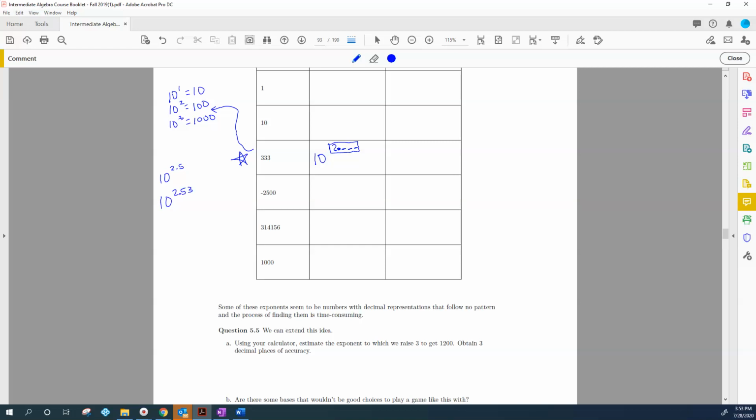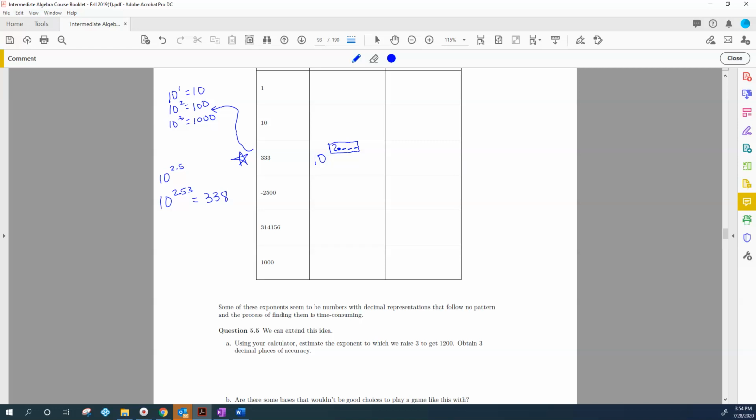Okay, so Amber, what did you come up with? So 10 to the 2.53 power. What did you get there for your answer? I think you must have left off a number. Then I think you did, because 10 to the 2.53 power would be like 338.